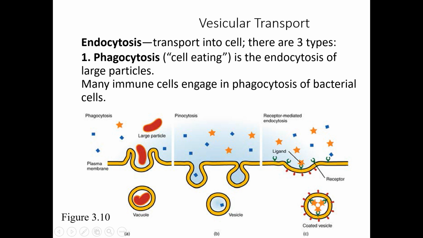There are three types of endocytosis. When cells take in a solid particle, like the cell is eating, it's called phagocytosis. Many immune cells engage in phagocytosis of bacterial cells.